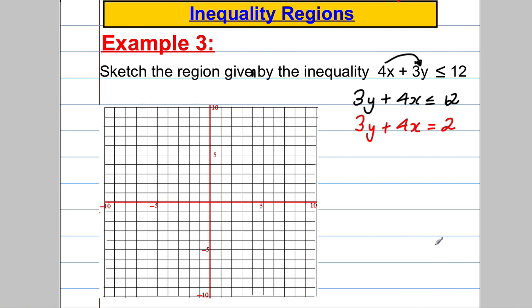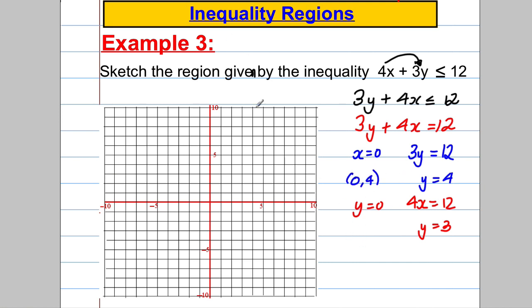The way we're going to do this, we're going to suppose x was 0. If x was equal to 0, then 3y would equal 12, and that would mean that y would be equal to 4. Similarly, if we set y to be 0, then 4x is equal to 12, and we would have that x is therefore equal to 3. So we're going to plot the two points 0, 4, and 3, 0. Sorry, that should have been x was equal to 3.